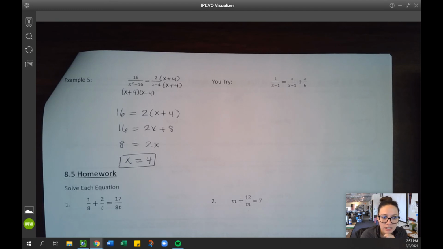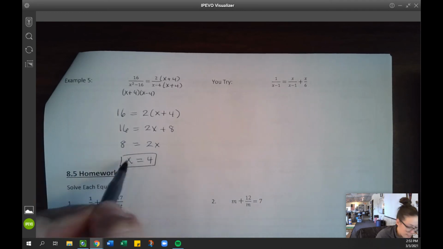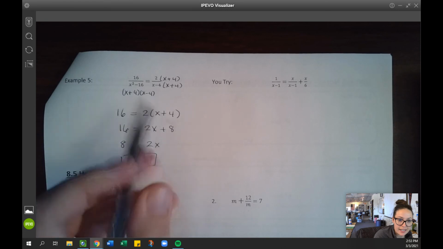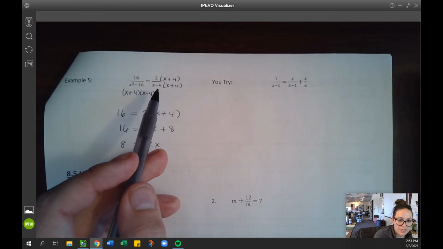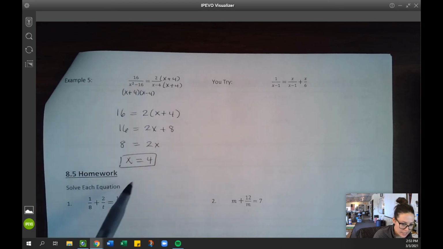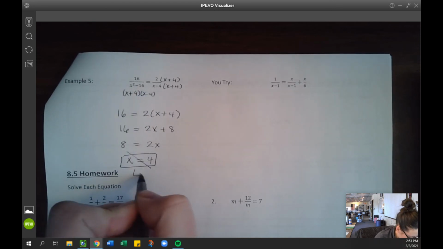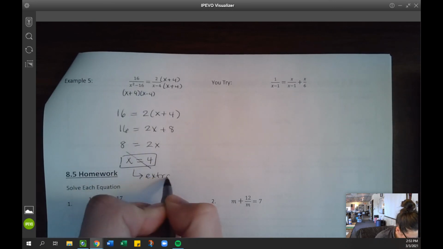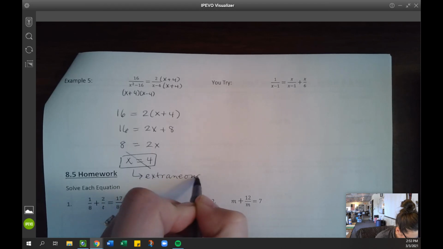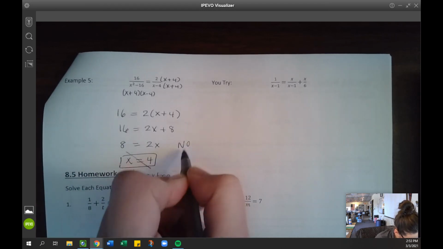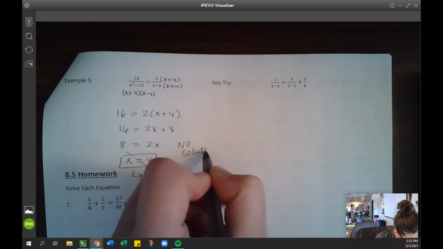Oh, actually, I just realized we need to check to see if this is extraneous or not. And it is, because look at what happens. If I plug in 4, 4 minus 4 is 0. So guess what? That's extraneous. So there is actually no solution. Whoopsie.